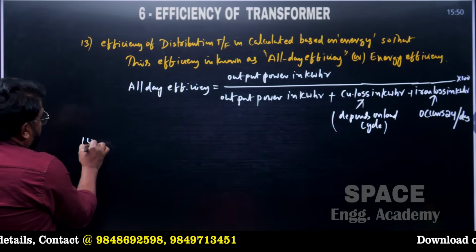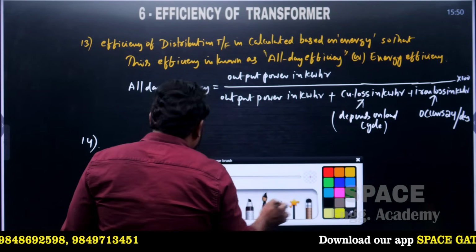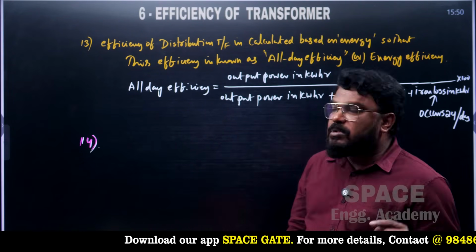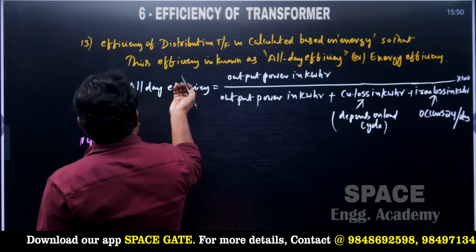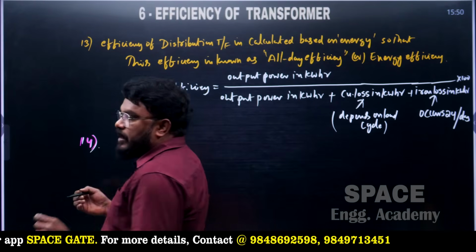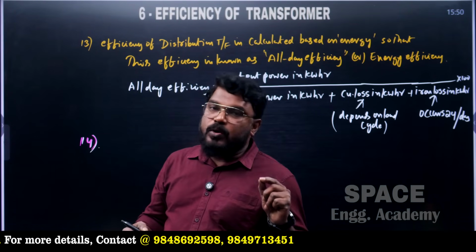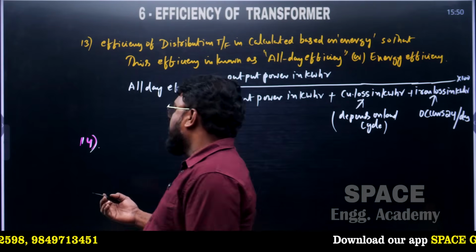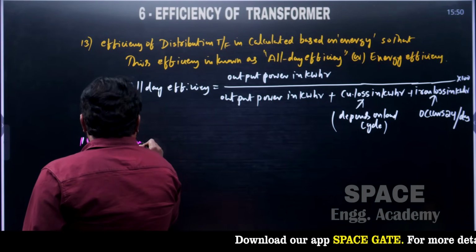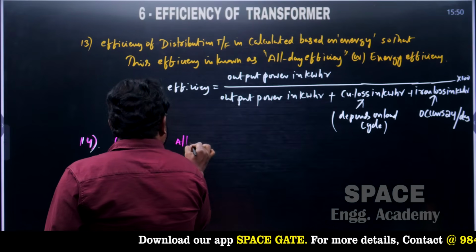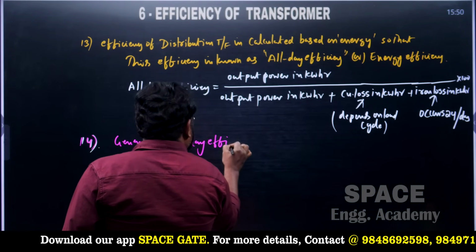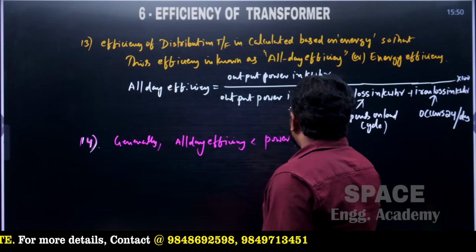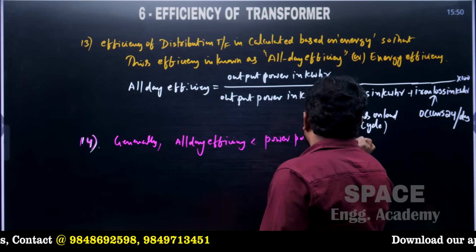And next possibility of the question, the 14th one, from efficiency of the transformer: which efficiency is higher? The efficiency of the power transformer is known as power efficiency, and the efficiency of the distribution transformer is known as all day efficiency. Generally, all day efficiency is always less as compared to the power efficiency of the transformer.